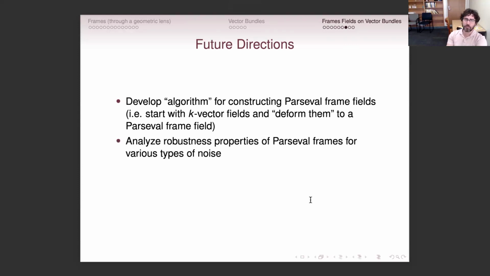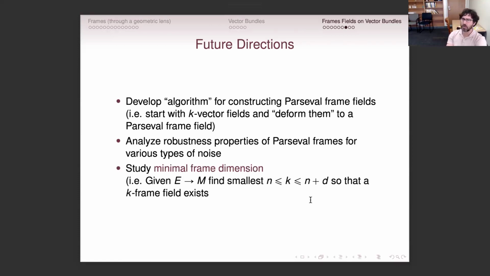Another thing we'd like to look at more closely is the robustness properties that parsable frames have with respect to various types of noise, which I alluded to in the first part of my talk. We'd like to do similar types of analysis to show what robustness properties parsable frame fields will have. You could imagine that you have some noise on your vector bundle that's more noisy at some parts of your manifold and maybe less noisy at other parts. And you might want to know, are parsable frames still a very good thing to use there, or is there some other type of frame field that would be better?